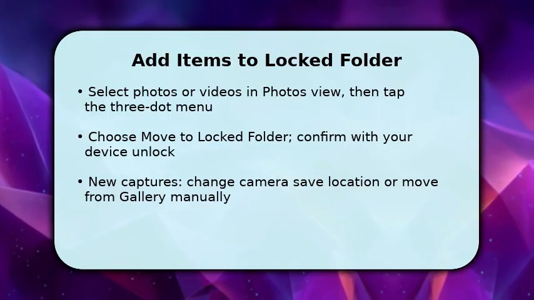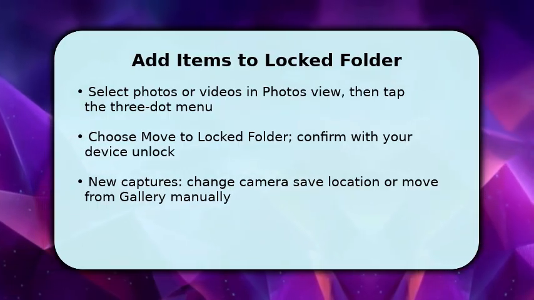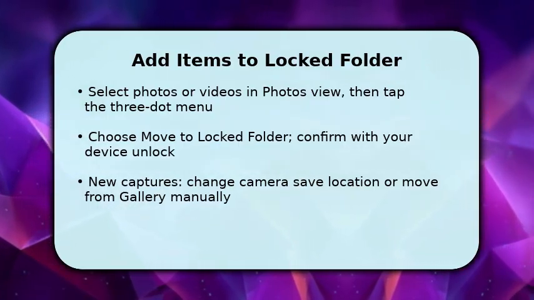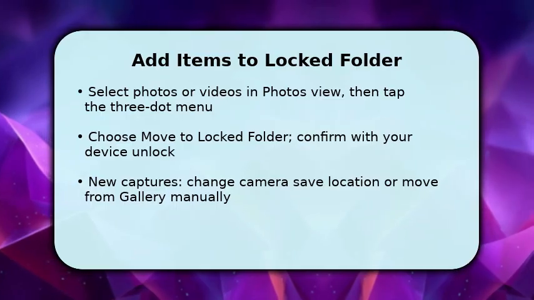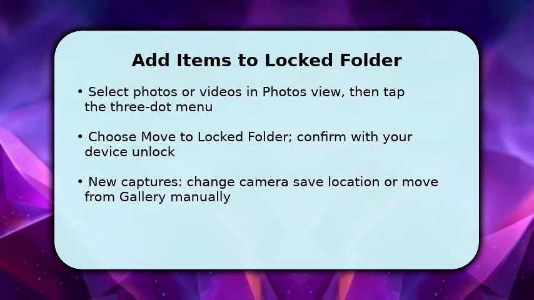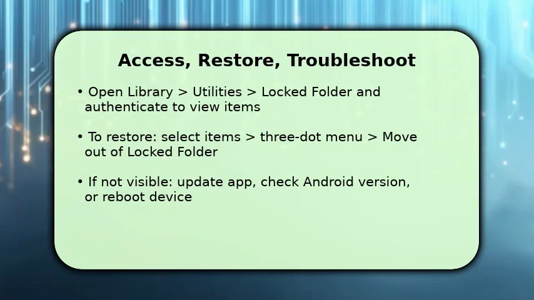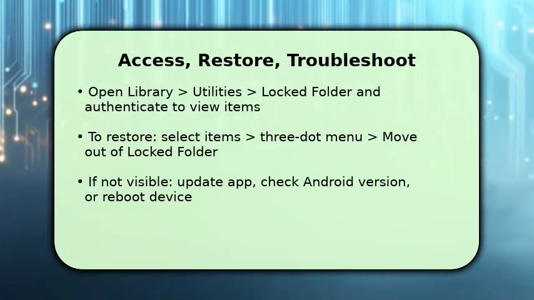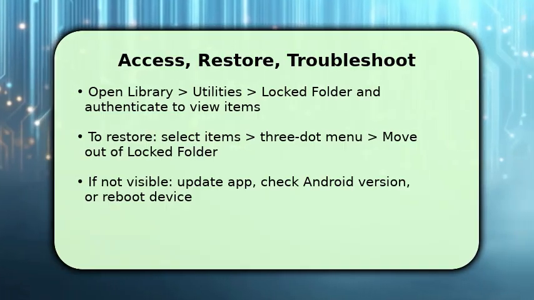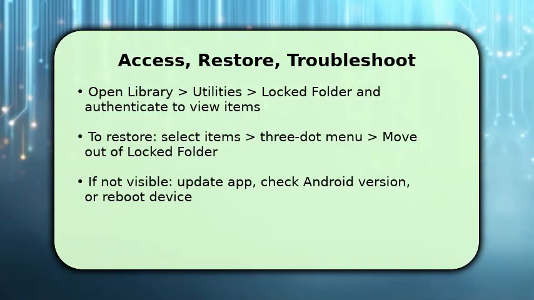Make sure you understand locked items won't sync to cloud backups automatically because they stay on the device for privacy reasons. To view or restore files, open Library, tap Utilities and Locked Folder, then unlock with your device credential. To move items back, select them, use the three-dot menu and choose Move out of Locked Folder.